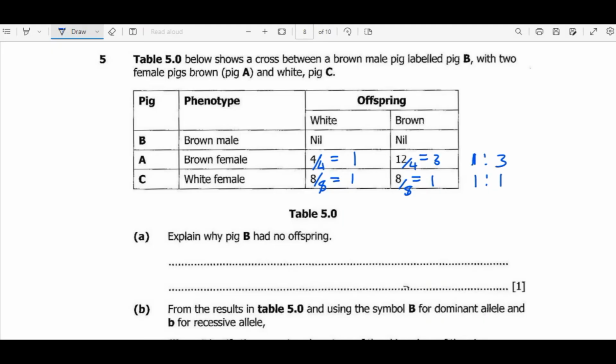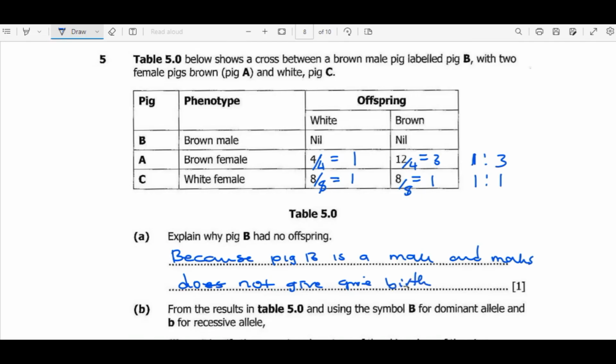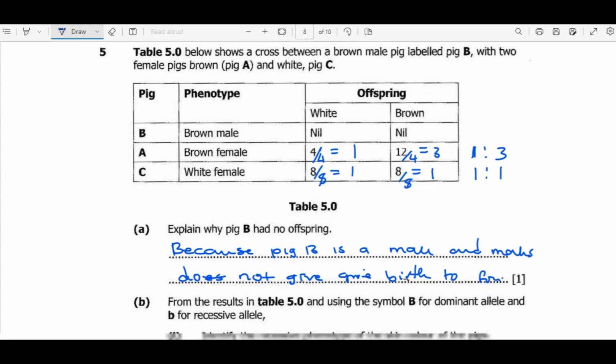So this is a male, yes, this is a male, and we know that male does not give birth. So say because pig B is a male and males do not give birth to offsprings. So it's only the female that have that ability.